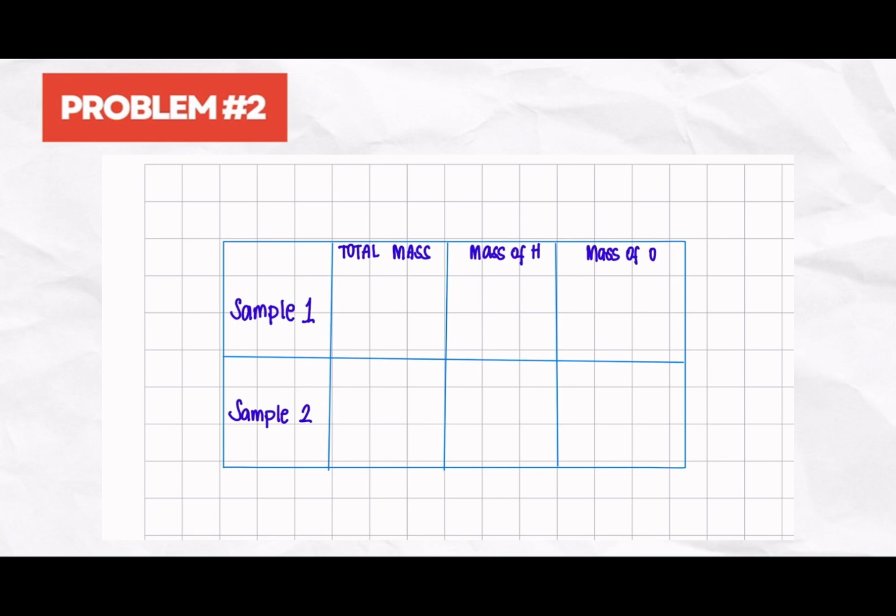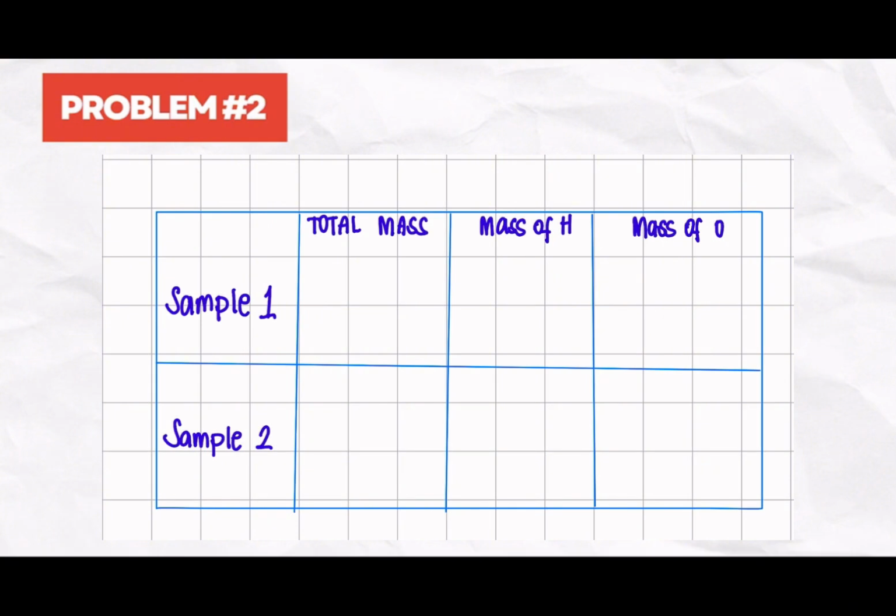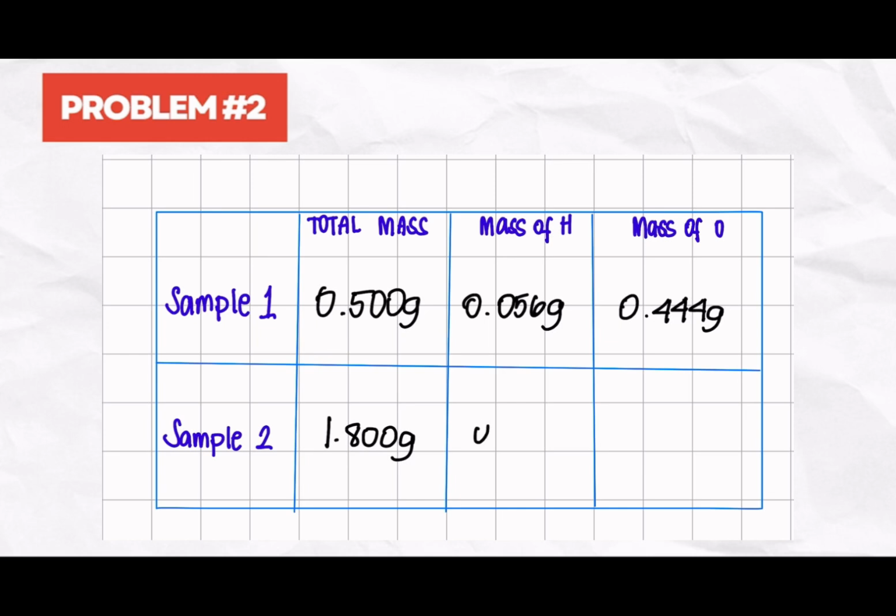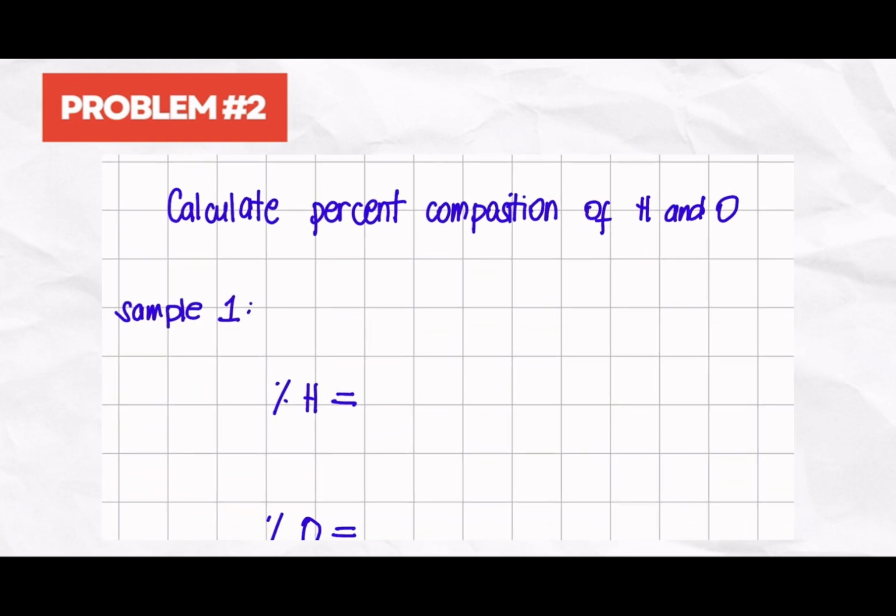Let's plot our values in the given table. For the total mass of sample 1, it was stated that it is 0.500 grams, with the mass of hydrogen being 0.056 grams, and the mass of oxygen being 0.444 grams. For sample 2, it was given that it has a mass of 1.800 grams. For hydrogen, it was 0.202 and 1.598 grams of oxygen.